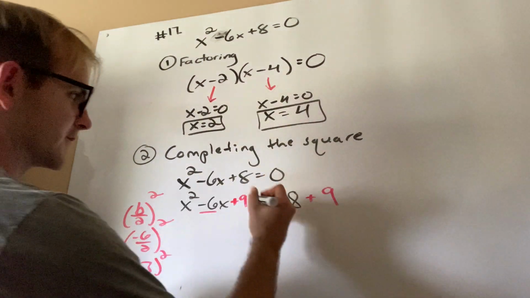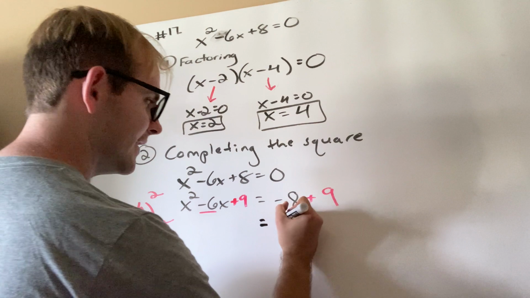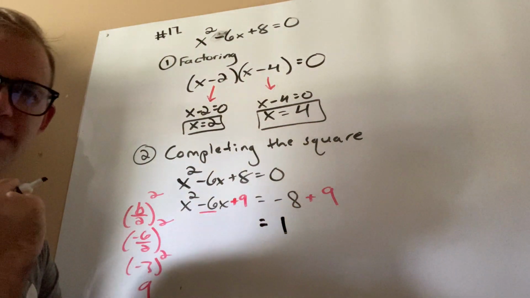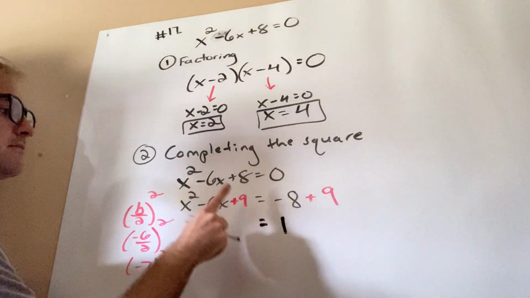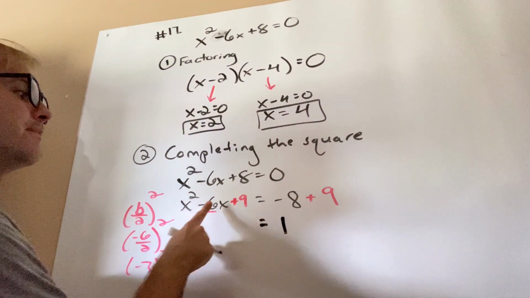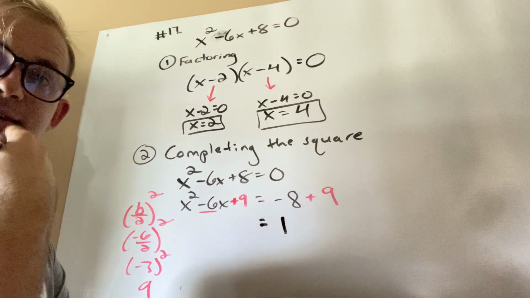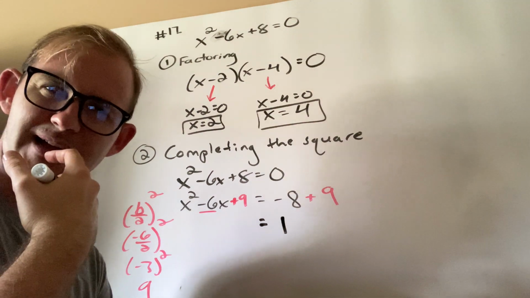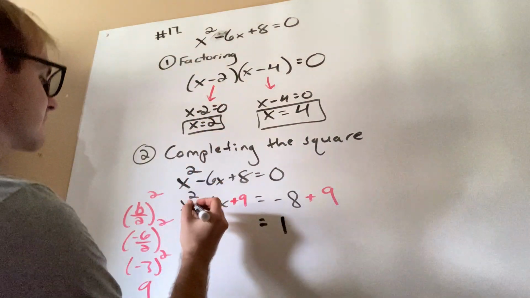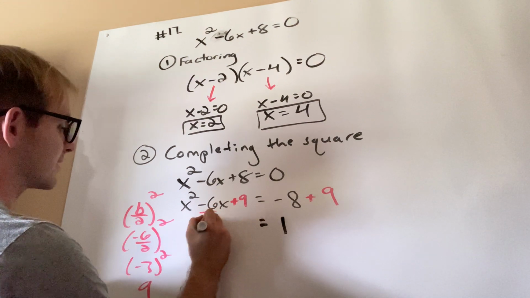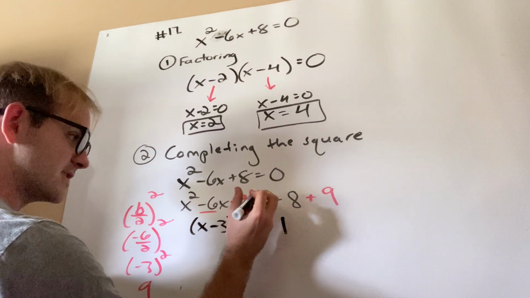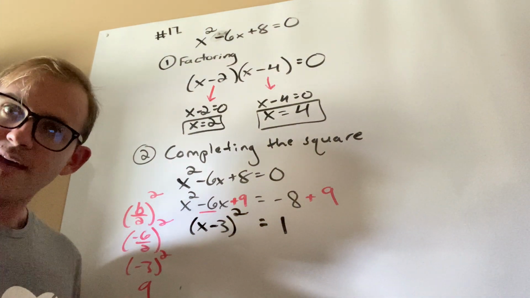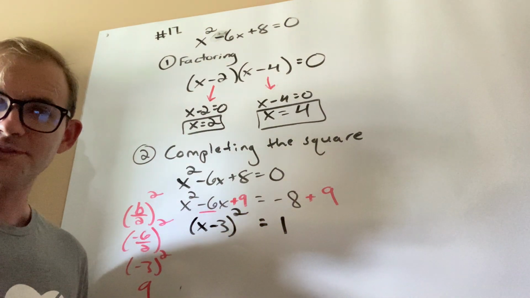Now over here, this is actually pretty simple, right? -8 plus 9 is +1. Over here, I'm going to have to factor, okay? So what two numbers multiply to give me +9, but add to give me -6? Well, 3 times 3 is 9, but 3 plus 3 is +6. Oh, so it's going to have to be -3 and -3, or I could write it as x minus 3 squared.